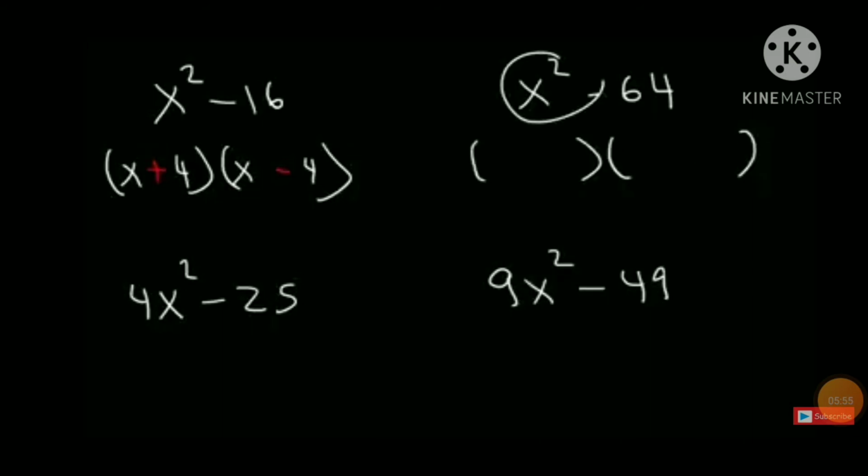So for the next one, the square root of x squared is x. The square root of 64 is 8. And we're going to have x plus 8, x minus 8.